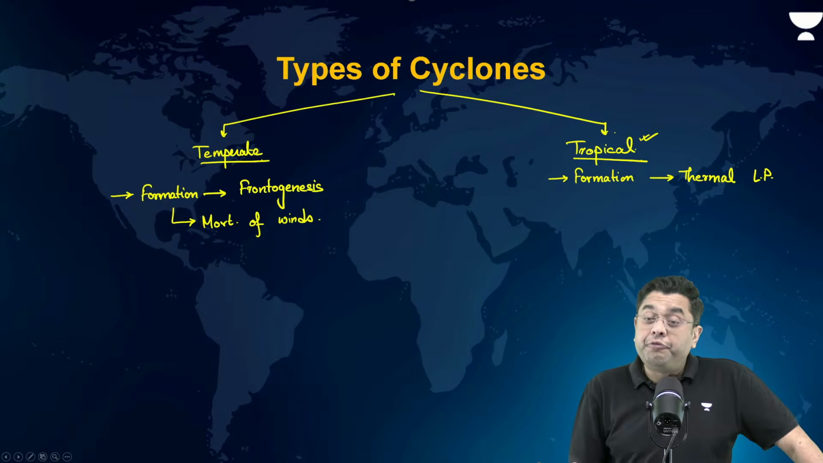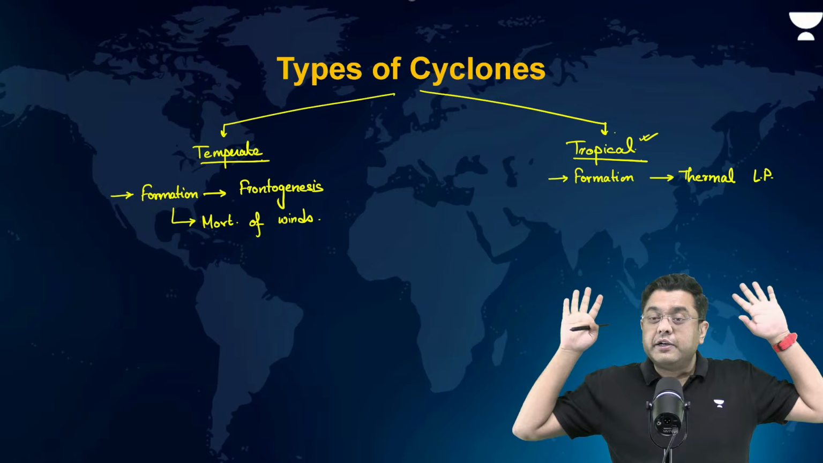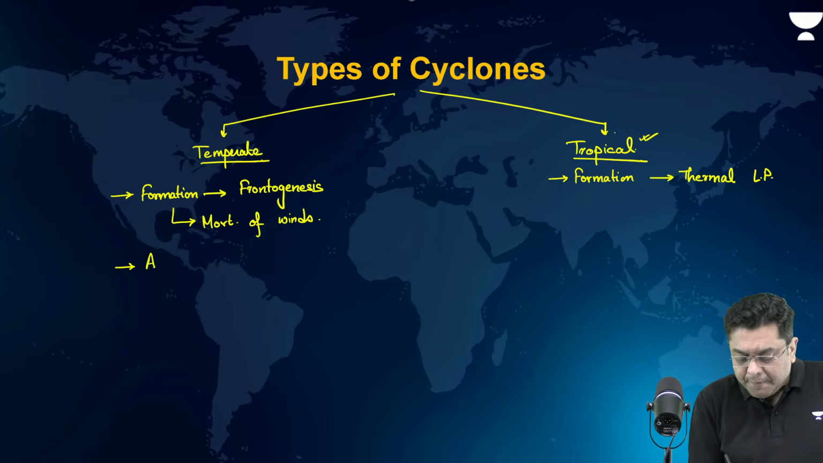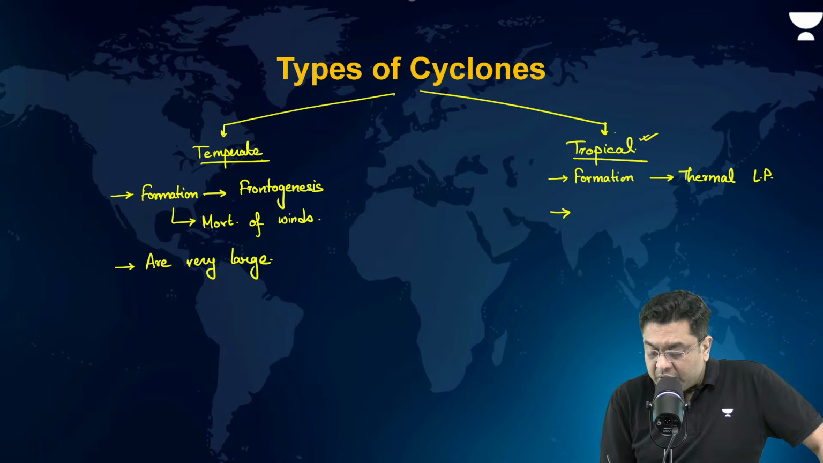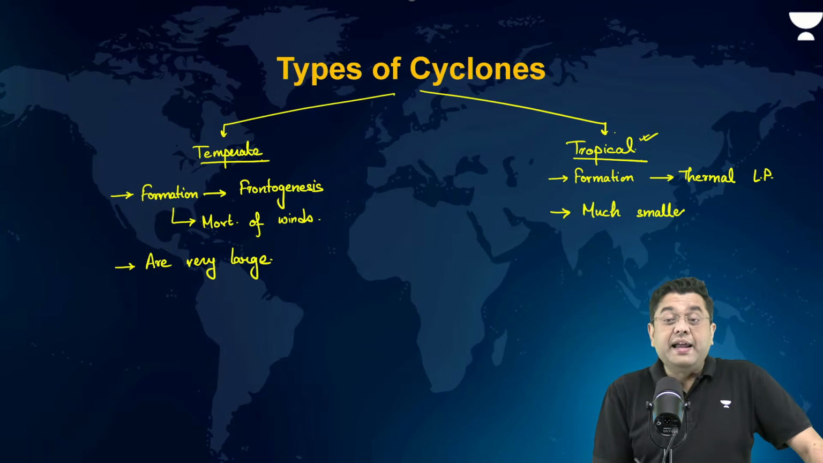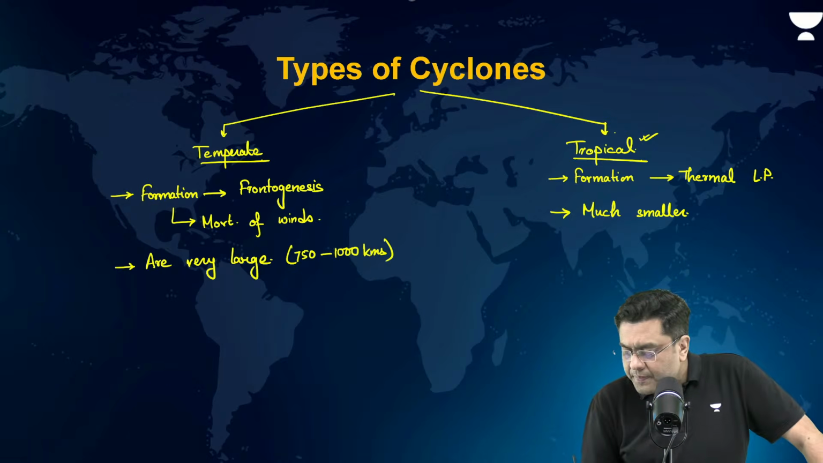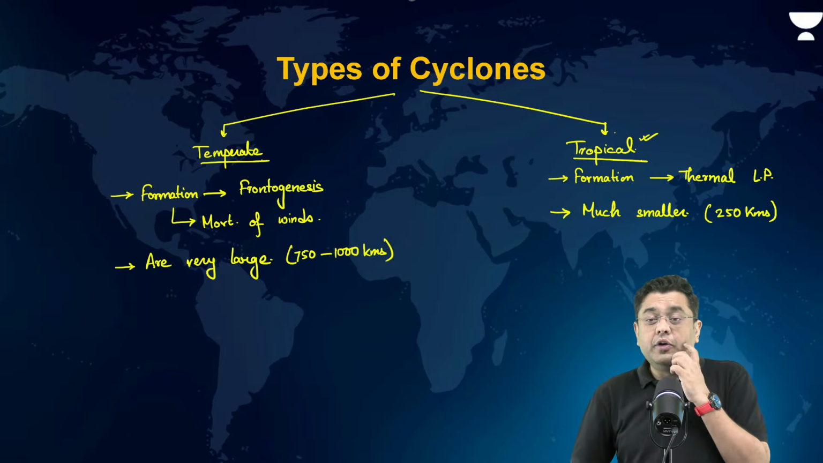Okay. Now, fronts can be created over huge distance. I've shown you the map also. Fronts can be created for hundreds and thousands of kilometers. So these cyclones are very large. Whereas these cyclones, tropical cyclones, are much smaller. Large as in the diameter can be 750 to 1000 kilometers. This will be around 250 kilometers, the entire diameter of the cyclone.